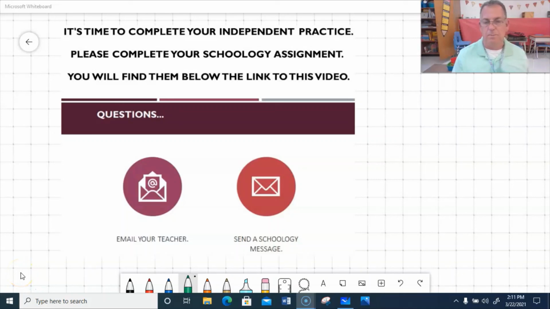Okay, it's time to complete your independent practice. I'll put a page in there that you can print out and work out with pencil and paper. But make sure you go ahead and put it into Schoology under the blue puzzle piece, under the assessment piece. Take your time, do your very best. And if you have any questions about anything you didn't understand, or something doesn't seem like it's working right, please send your teacher a message either through email or through Schoology. And take your time, do your very best, and best of luck to you.